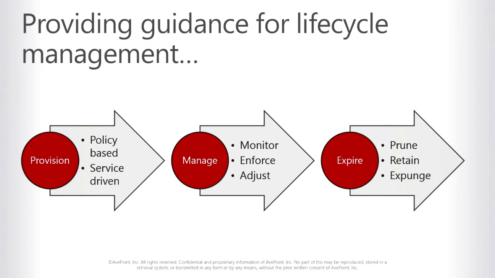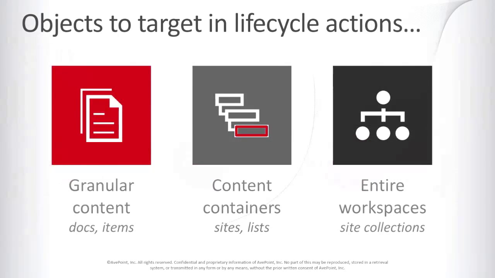So let's finally look at expire. So what happens at the end of life here? Again, this is kind of a cube as well, right? So we need to understand what we're targeting first. Are we targeting documents and items? Are we targeting sites and lists? Or are we targeting the entire site collections? These are all going to have different schedules, different policies, different governance around them. So we're going to want to capture all of that.